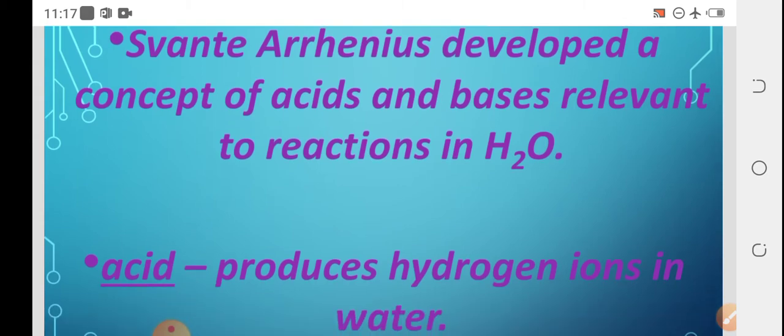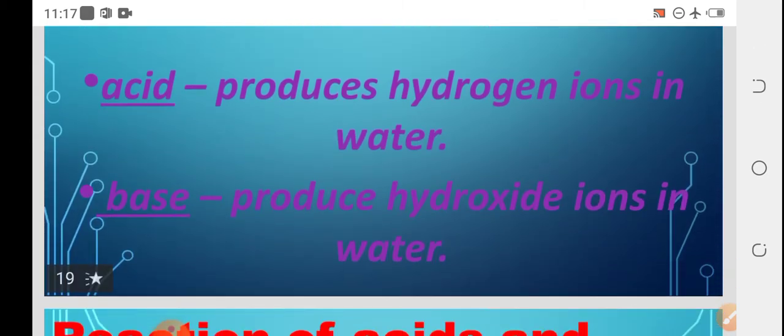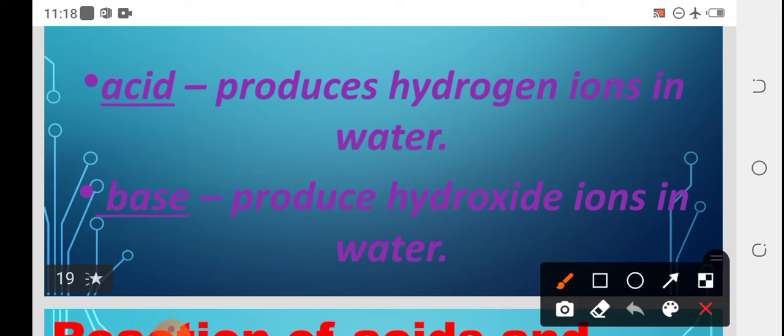Then according to Arrhenius, what is an acid and what is a base? In water, a substance which produces H plus ions, hydrogen ions, is called an acid. In water, a substance which produces hydroxide ions is called a base. According to Arrhenius, producing hydrogen ions is acid, and producing hydroxide ions is base.